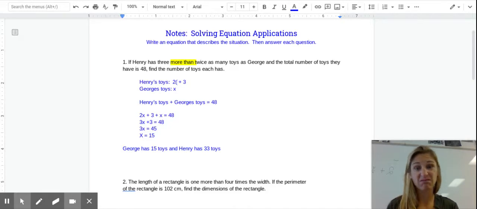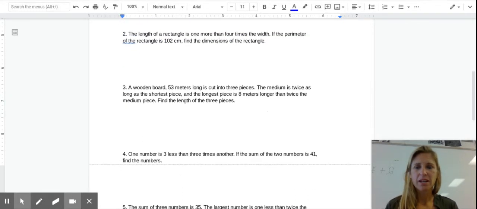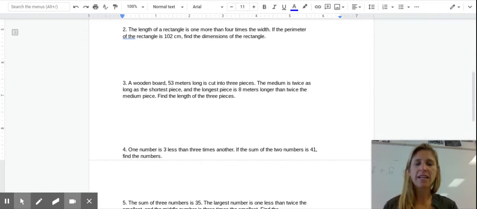Yay, hopefully. Number 2, a rectangle. The length of a rectangle is 1 more than 4 times the width. If the perimeter of the rectangle is 102, find the dimensions of the rectangle.